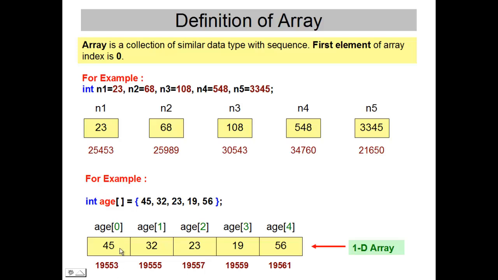And the address of the array: 19,553 for the first array variable, the second is 55, the third is 57, the fourth is 59, and the fifth is 61. Because the integer data type size is 2 bytes, each variable is created after a 2 byte difference. So 53 is first, now 2 bytes are added, 55 is next, now again 2 added, 57 next, now again 2 added, 59 next, and now again 2 added, 61 next. So this is the one dimension array of integer data type.